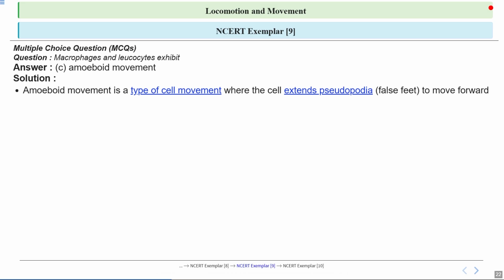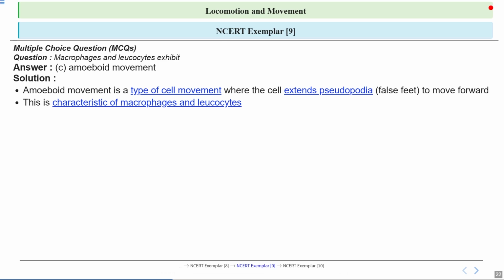Talking about amoeboid movement, it is a way some cells move by extending temporary projections. We can call it pseudopodia. It helps the cell push itself forward, allowing it to move through its environment, similar to how an amoeba moves. Now, this is characteristic of macrophages and leukocytes, referring to the ability of these cells to engulf and destroy pathogens, a process known as phagocytosis, which is a key function in the immune response.